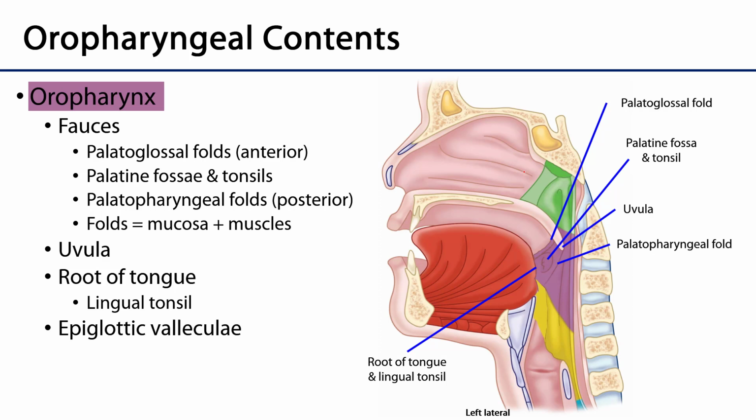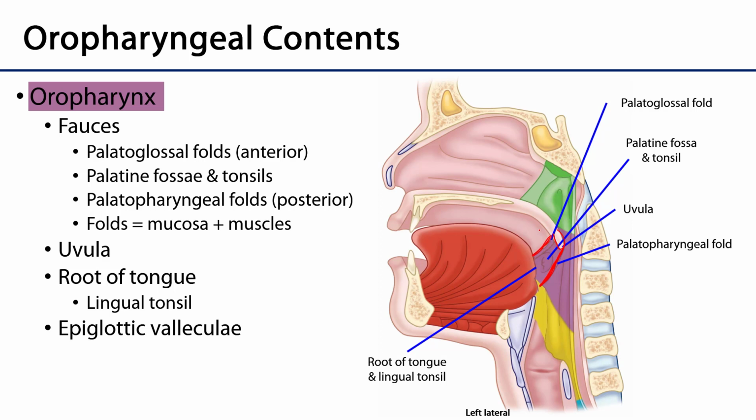Moving down to the oropharynx, the uvula, which is the extension of the soft palate here, is within the oral cavity. Anteriorly in the oral cavity, if you recall, there's the palatoglossal fold there. The posterior aspect here of this region is the palatopharyngeal fold. So these two folds circumscribe a space called the fauces.